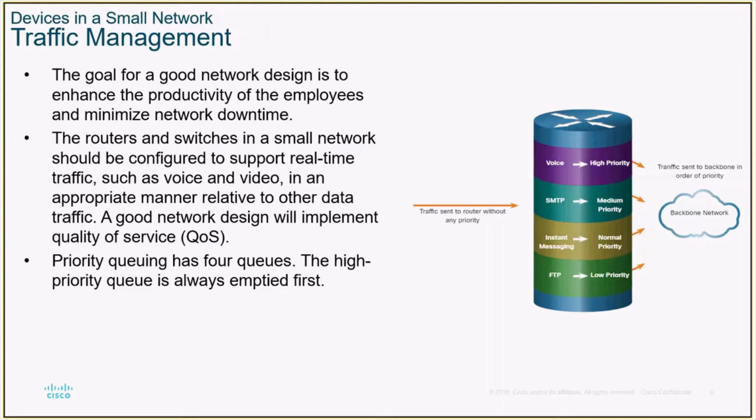Priority queuing has 4 queues. The high priority queue is always emptied first. And so, as you can see here, basically with the queuing, your high priority queue will always be emptied first. When that's empty, that's when it will actually go to the medium priority queue. Both of those queues need to be empty before you use the normal priority queue. And so carrying on, the top 3 queues must be empty before you use the low priority queue.